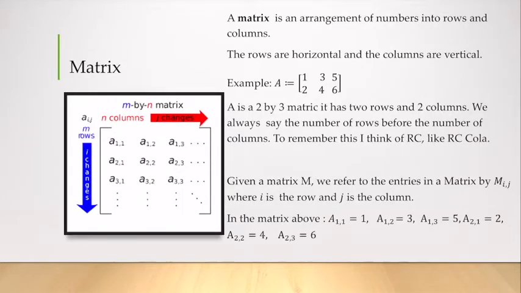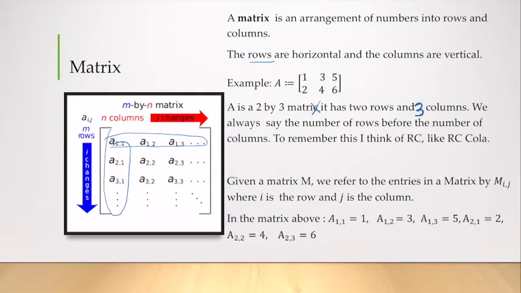So what is a matrix? A matrix is an arrangement of numbers into rows and columns. So the rows are horizontal, right? So this would be a row, and the columns are vertical. So for example, here I have the matrix A, and matrix A is a 2 by 3 matrix, and it has 2 rows and 3 columns, okay? 2 rows and 3 columns. We always say the number of rows before columns, and to remember this, I think of RC, like RC Cola, which is not my favorite cola, if we're going to be honest.